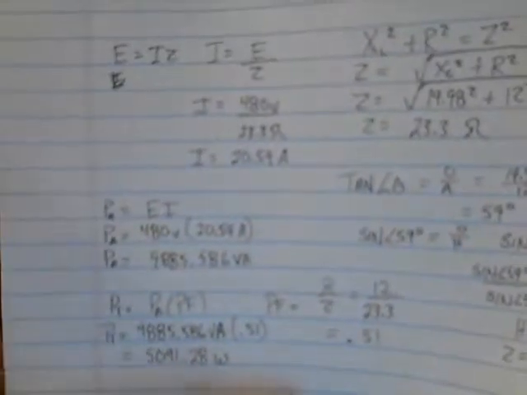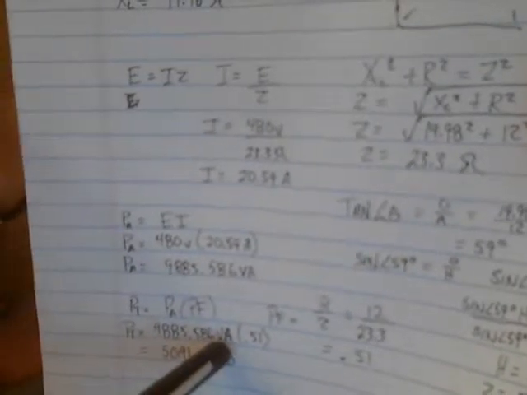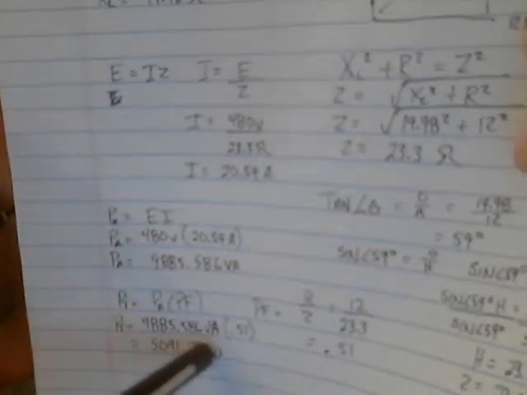So now to find the actual true power that is dissipated, as I said, in the form of heat, we just plug in our apparent power, which was the voltage times the current. It gave us a value of 9,885.586 volt amps times this power factor of 0.51. And this circuit is dissipating 5,091.28 watts of true power through our resistor. So that's how you can figure out the different values when you have what's called an LR circuit. In other words, a circuit that has both inductors or coils and resistors.